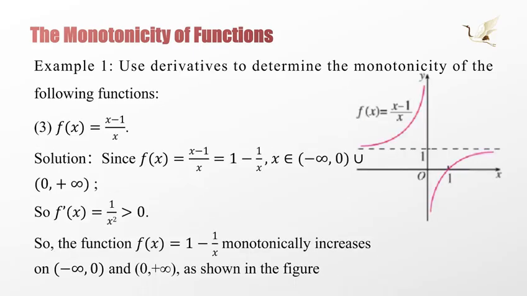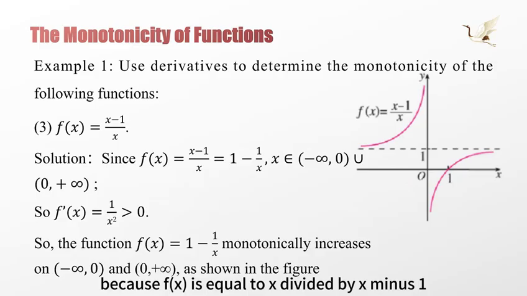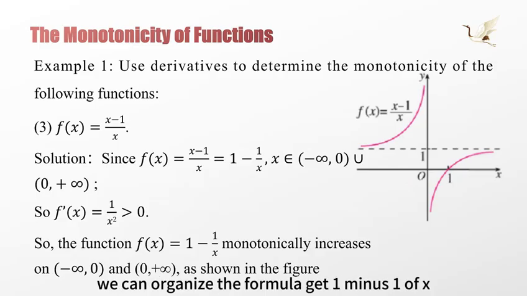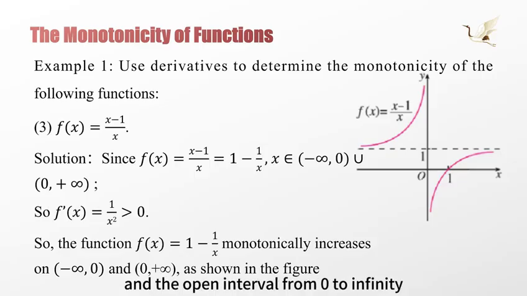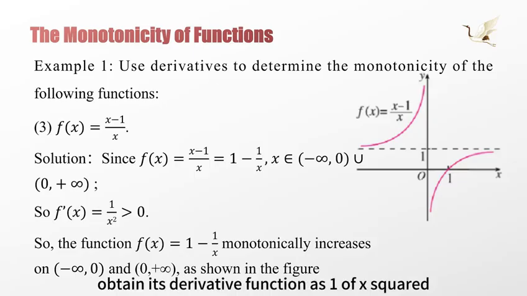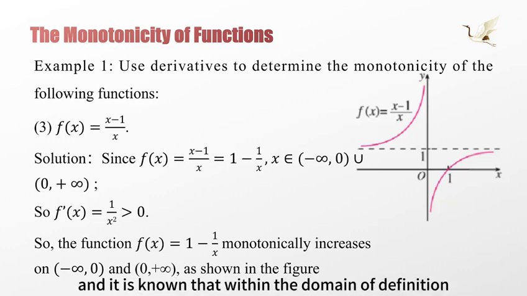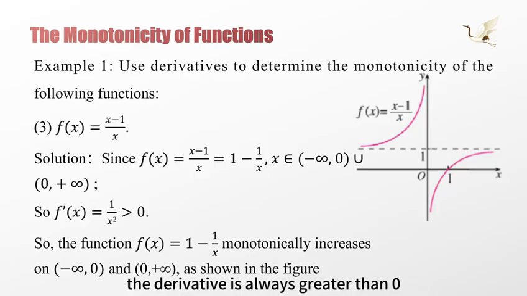The third question. Because f(x) equals (x minus 1) divided by x, we can organize the formula to get 1 minus 1/x, and it can be known that x belongs to the open interval from negative infinity to 0 and the open interval from 0 to positive infinity. Next, differentiating the function, we obtain its derivative function as 1/x squared, and within the domain the derivative is always greater than 0. So from the conclusion, the function f(x) monotonically increases on the open intervals from negative infinity to 0 and from 0 to positive infinity. The image is shown in the figure.